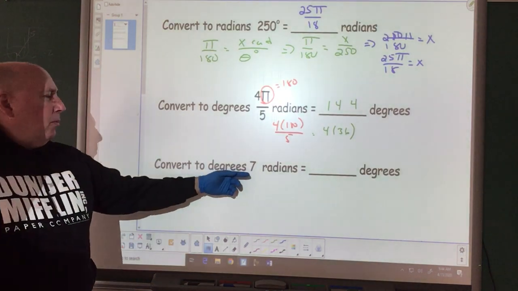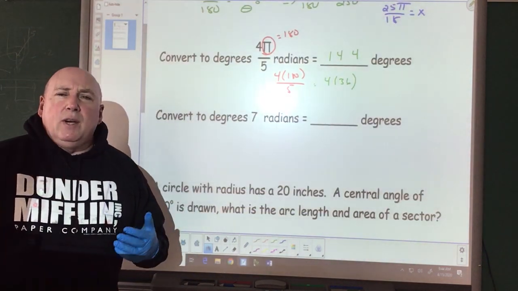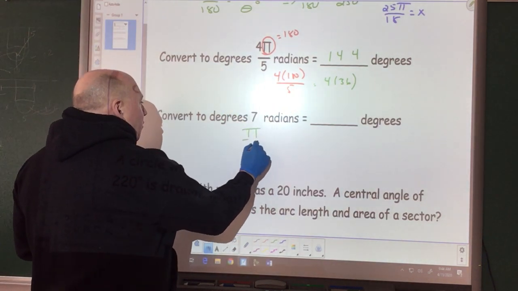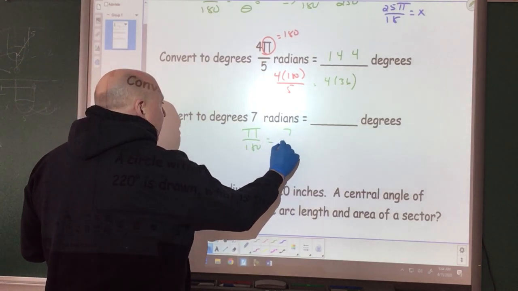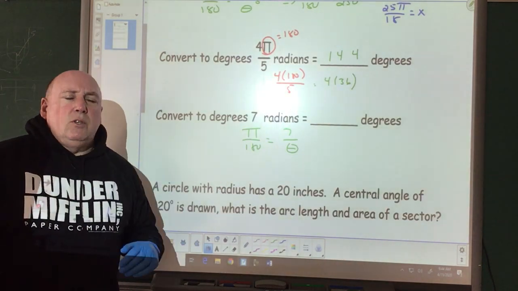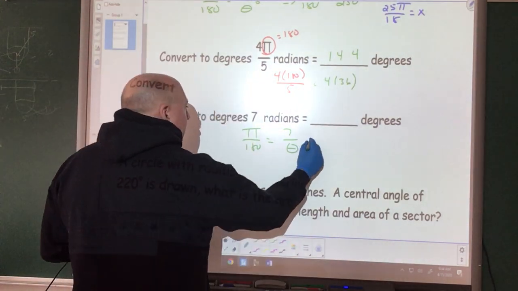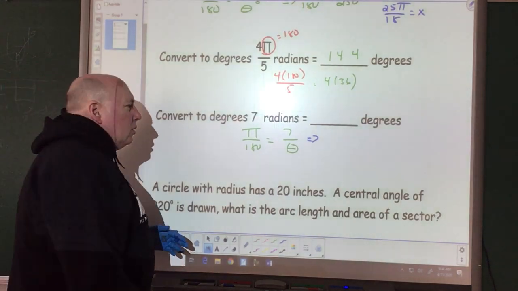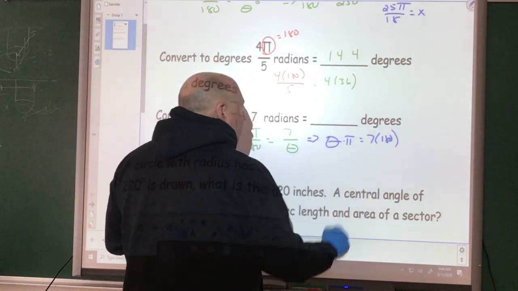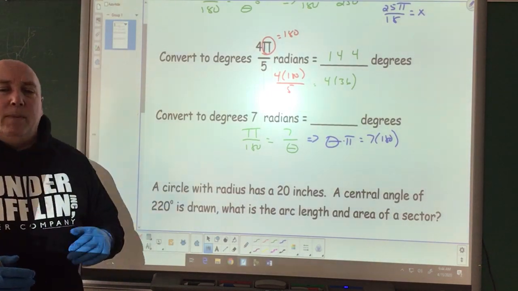So when we have the value of pi there, it's okay. But when we don't have the value of pi and we just have 7 radians, we want to see how many degrees are in 7 radians. We still go back to pi over 180 is equal to 7 over theta. But now we don't have this pi to substitute 180 in for, so we still cross multiply. We are still solving a proportion. So we have theta times pi is equal to 7 times 180. To solve for theta, what do we have to do to both sides? We divide by our value of pi.